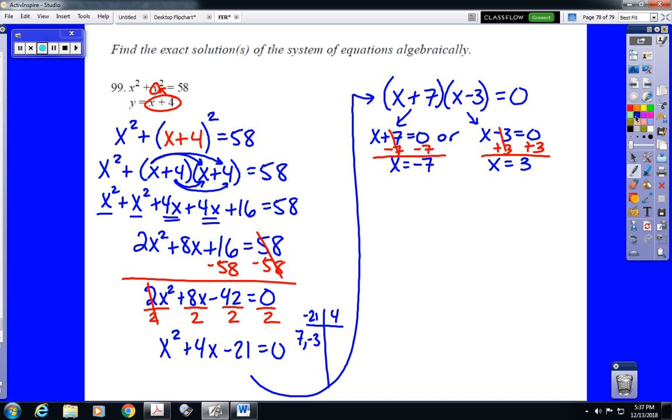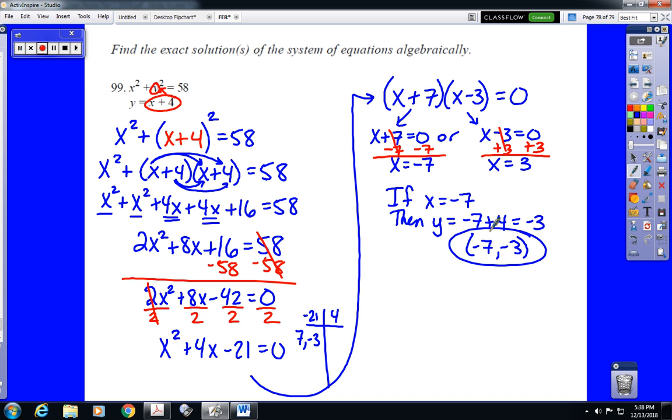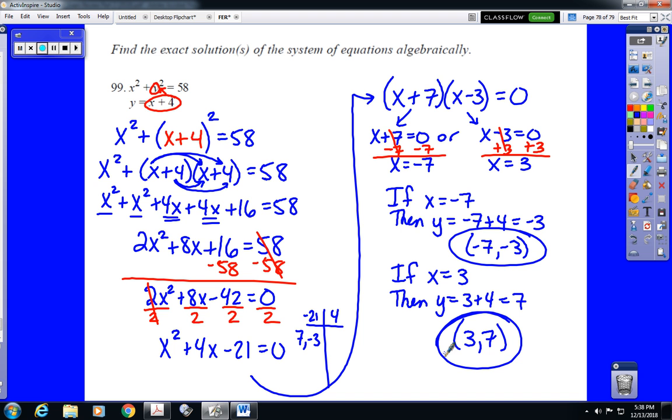I then take those x values and I plug them in. So if x equals negative 7, then y is negative 7 plus 4, or negative 3, and my first answer is negative 7, negative 3. And if x equals 3, then y is 3 plus 4, or 7, which means I have the point (3, 7) as my second answer.